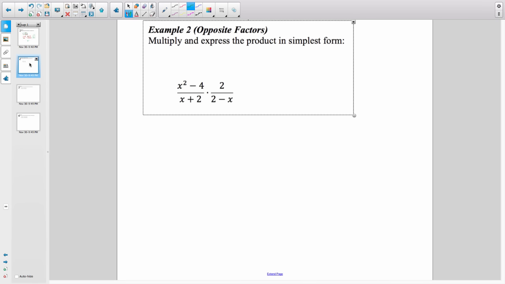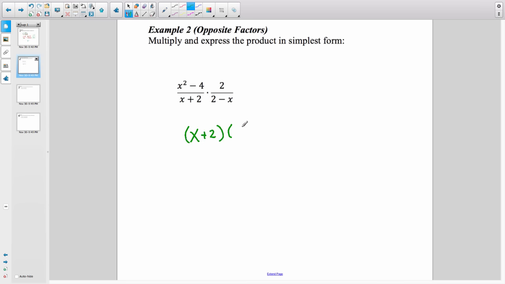Here, opposite factors. This isn't the first time you've seen them, but we'd like to go over them again. Okay, so multiplying fractions, let's factor first. I recognize that that is dots. Okay, times 2 over x. Oops, sorry, my bad. Okay, 2 minus x.